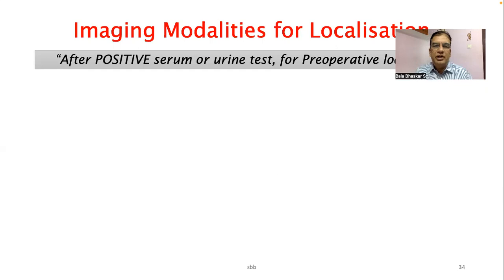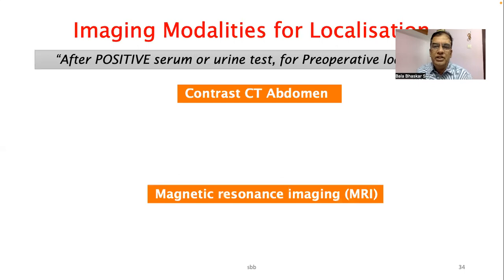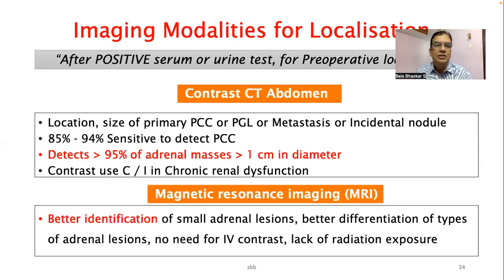Then there are imaging modalities. Imaging modalities are taken up not as a first test; they are taken up after the positive serum or urine tests are obtained. They will help in localization of the tumor. So we have two major options: contrast CT abdomen and magnetic resonance imaging, MRI.